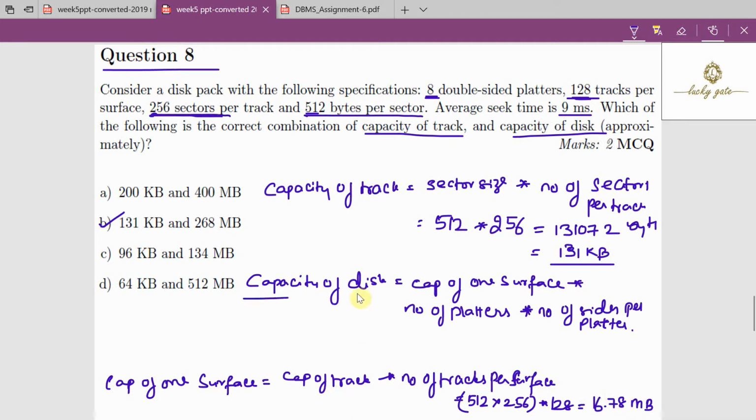Now the capacity of a disk is the question. Capacity of disk equals capacity of one surface, that is 16.78 MB, into the number of surfaces. How many platters do we have? 8 platters, all double-sided, so the number of surfaces per platter is 2, that is 8 into 2. When you calculate this, it is approximately 168 MB. So the answer for the question is option B.